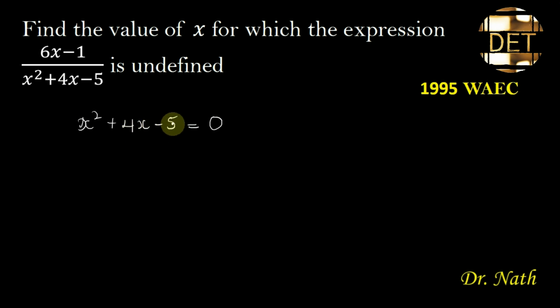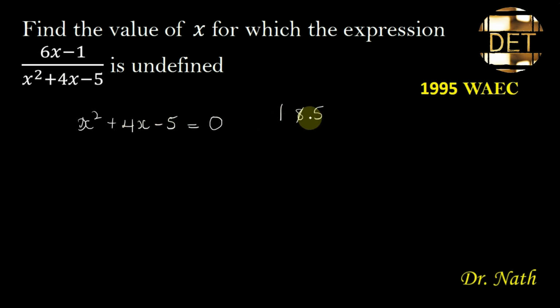So we are looking for the factors of 5. 5 is a prime number. As a result of that, it will have only two factors, 1 and itself, which is 5. So what numbers are we going to multiply to give us minus 5, and if we add them, we will have plus 4?